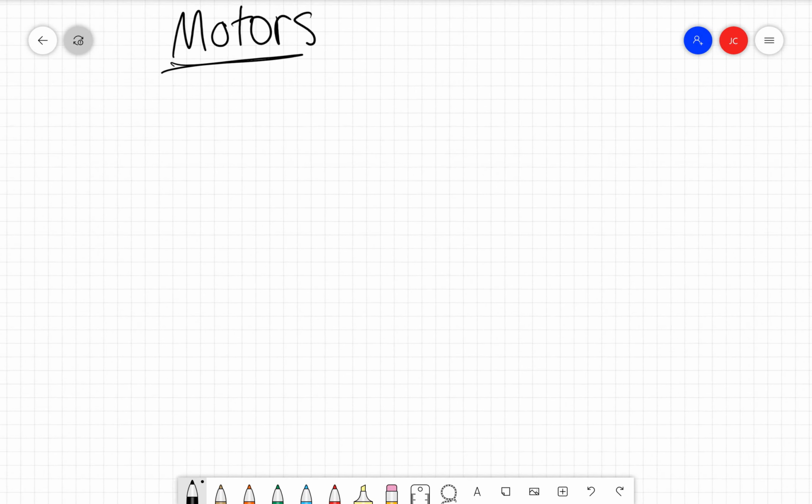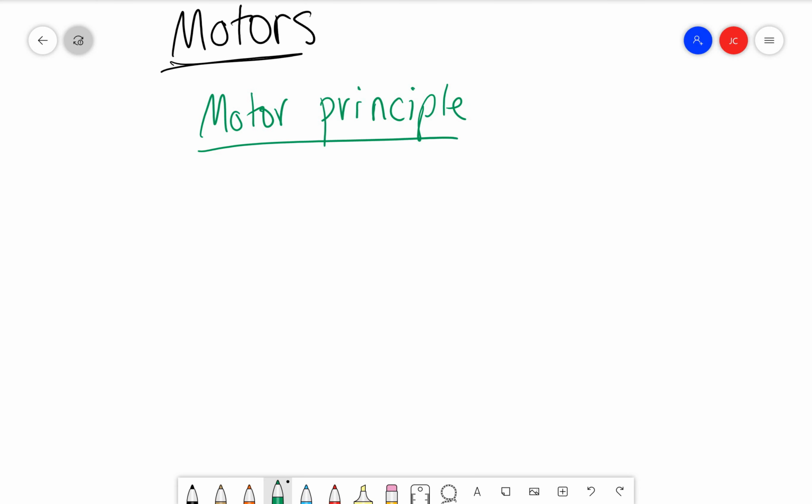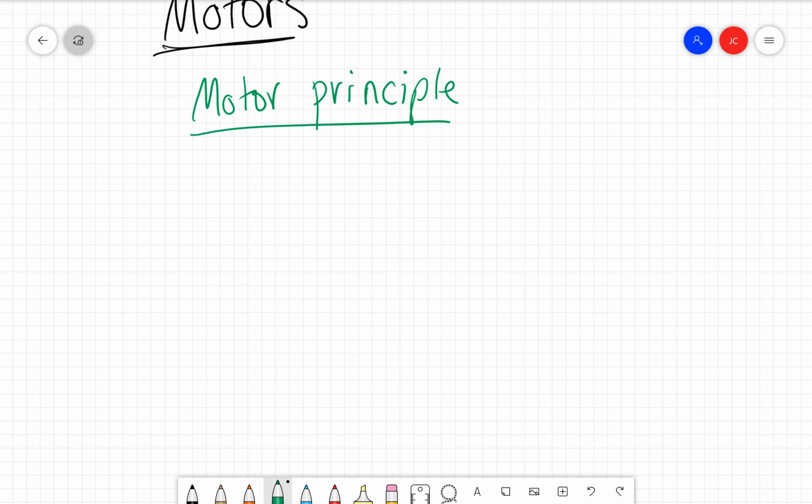Next topic is motors. Now, motors, we see them everywhere in daily life, literally all over the place, in cars, obviously, and in so many other things. How do motors work? Motors are based on a principle, which is called literally the motor principle. What a great name. The motor principle tells you a couple things.